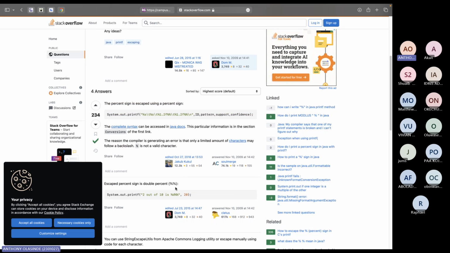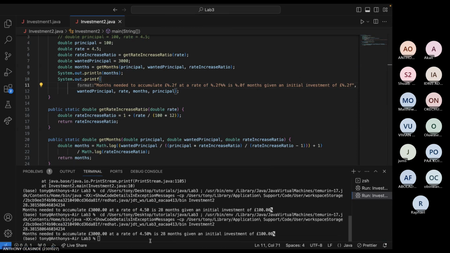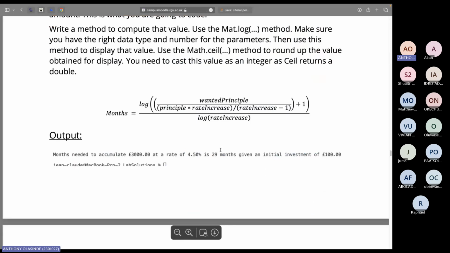Okay, percent. So you have to write it twice, percent, and let's see if that makes sense. Yep, that gives us our percent. So months needed to accumulate £3,000 at a rate of 4.5 is 28 months, given an initial investment of £100. I don't know why we're getting different answers.